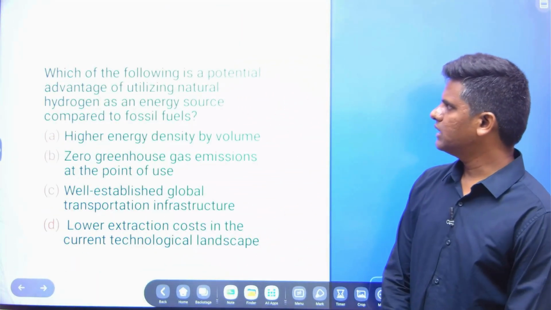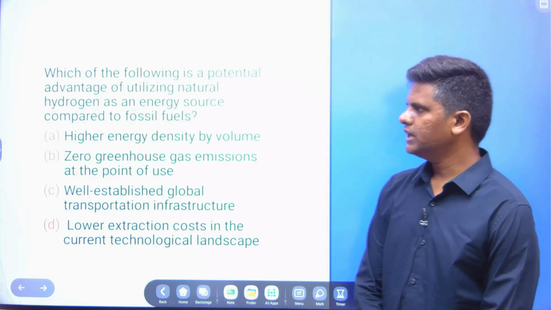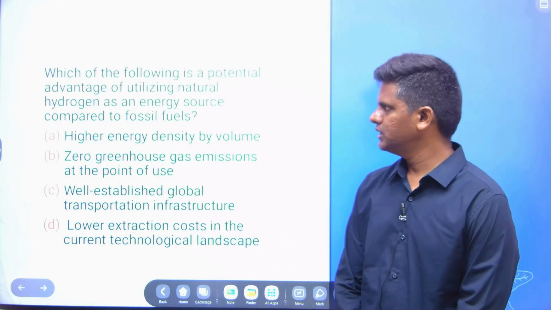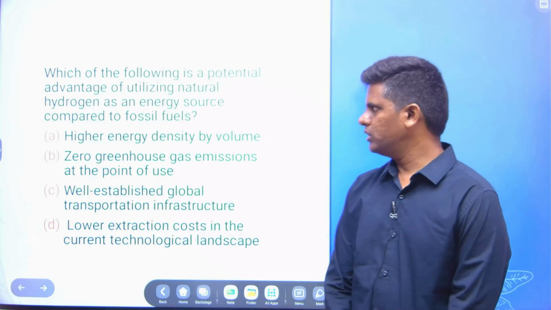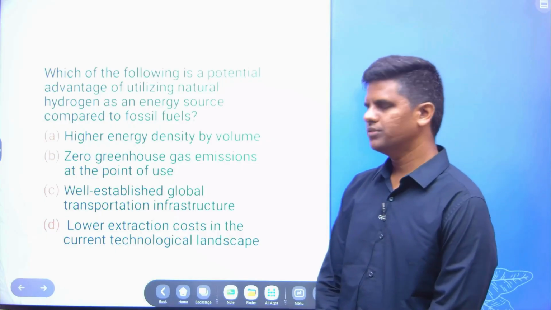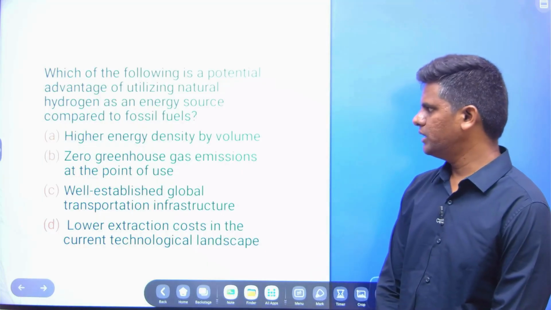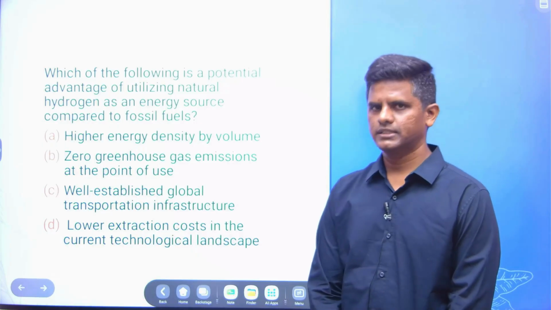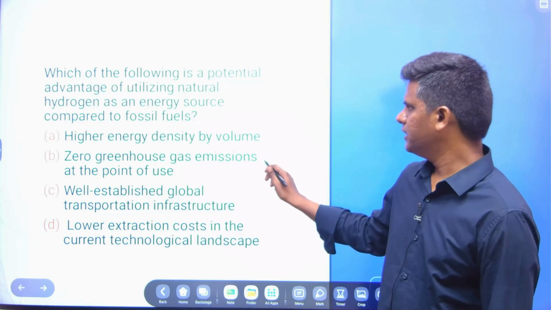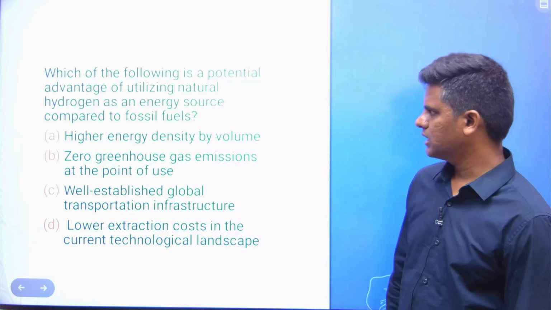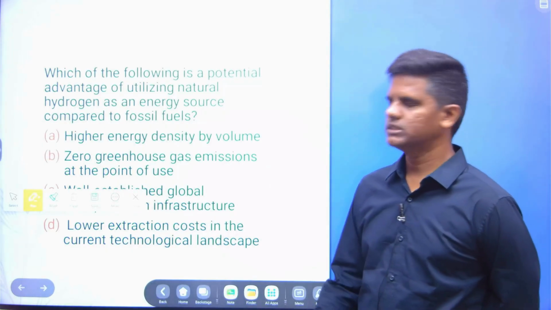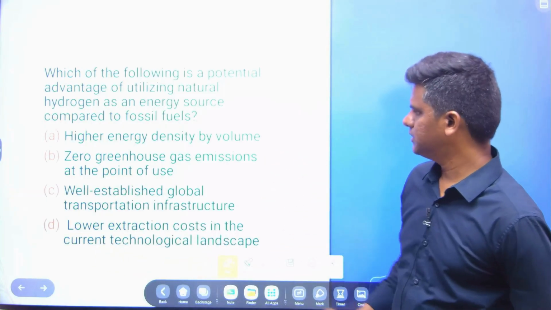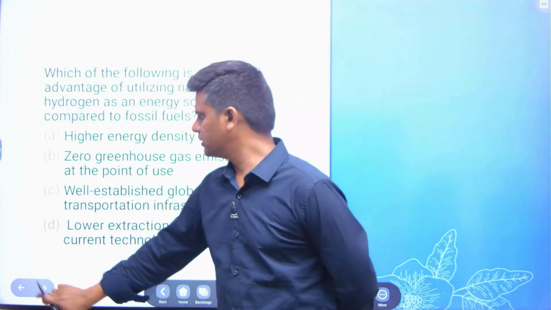Which of the following is a potential advantage of utilizing natural hydrogen as an energy source compared to fossil fuels? What is the greatest advantage? A, higher energy density by volume. B, zero greenhouse gas emissions at the point of use. C, well established global transportation infrastructure. And D, lower extraction costs in the current technological landscape. So the answer is B. This is the advantage, zero greenhouse gas emissions at the point of use. So it's a clean energy and we want to exploit this. So let's go to the next question.